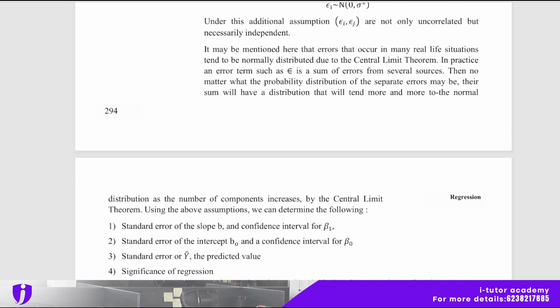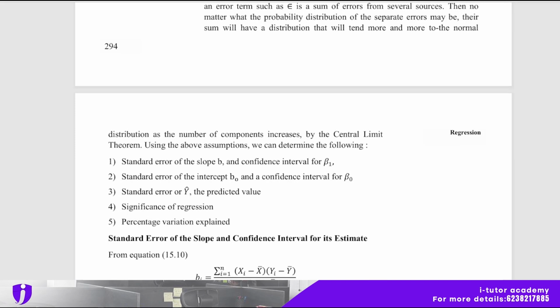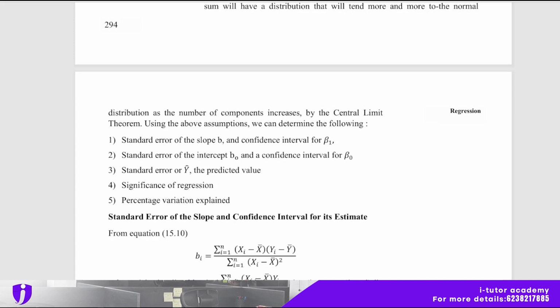In practice, an error term such as this is a sum of errors from several sources. No matter what the probability distribution of the separate errors may be, their sum will have a distribution that tends more and more to the normal distribution as the number of components increases, by the central limit theorem. Using the above assumption, we can determine the following.